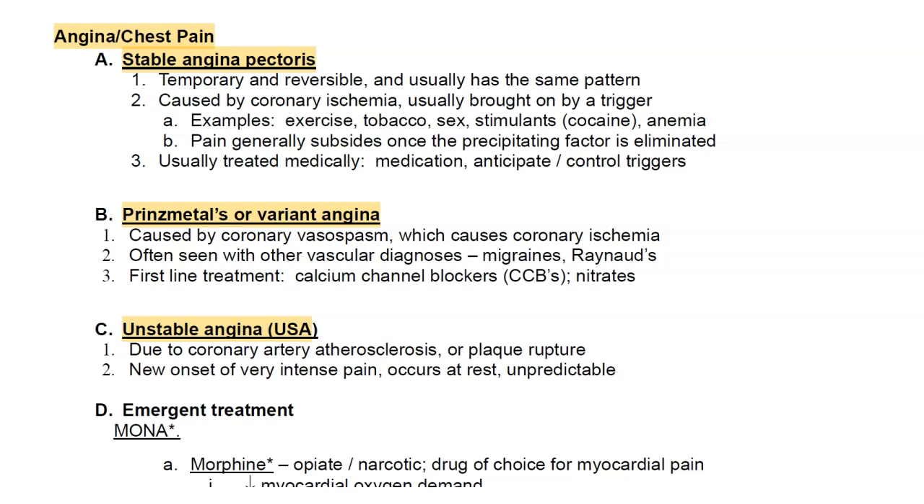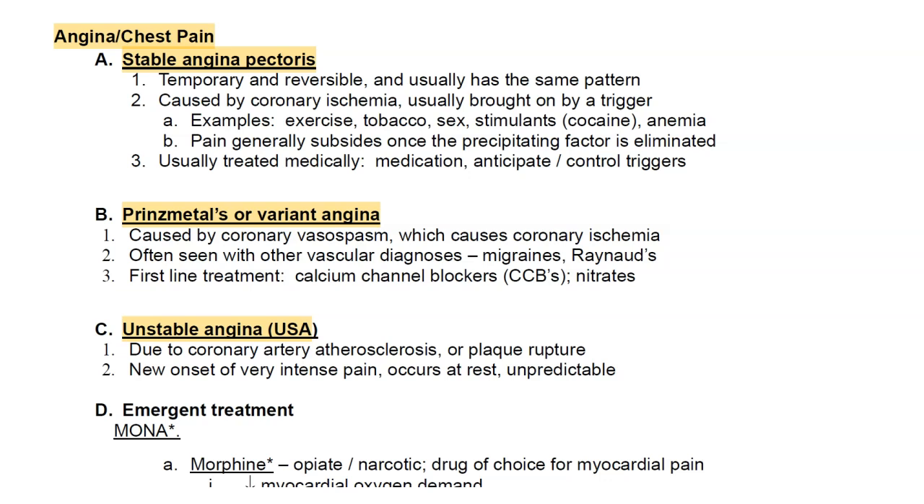Now we're going to be talking about angina. Angina basically means chest pain. And for patients, there may be so many other reasons for chest pains. And depending on the presentation, it may be categorized as follows. So it can be a stable angina, Prinzmetal or variant angina, or unstable angina.